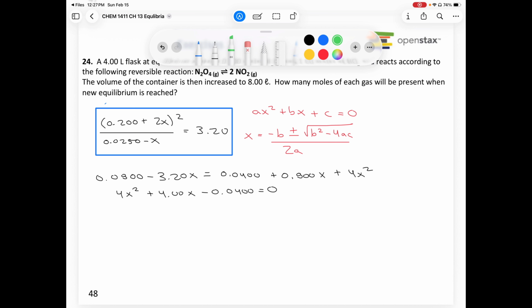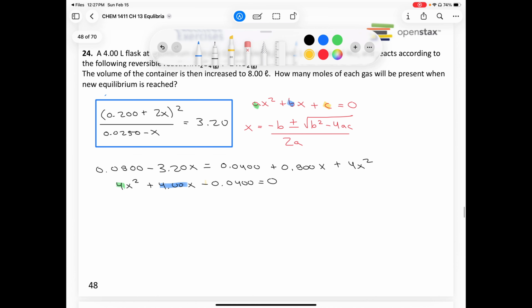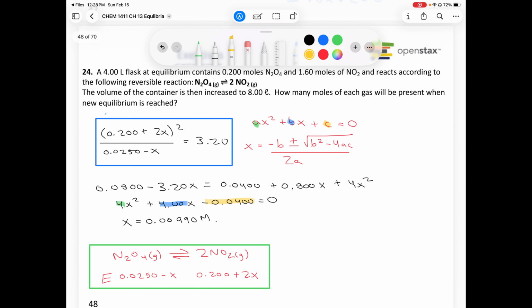And so here I have my a, which is 4. I have my b, which is also 4. And then I have my c value, which is negative 0.04. I plug that into my quadratic formula, and when you do that, you end up with x is equal to 0.000990 molar.